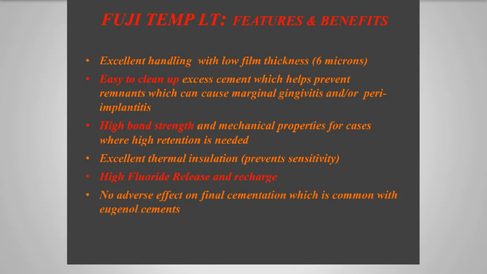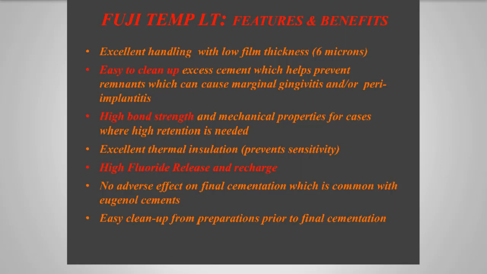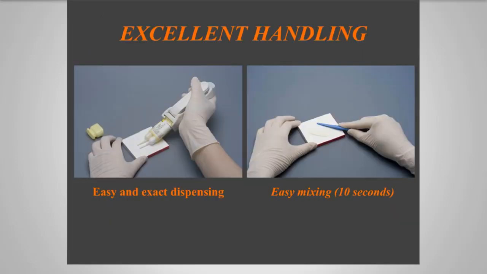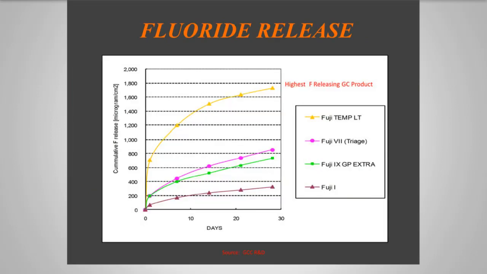So the material comes in a paste-paste system. Equal amounts of A and B, easy mixing, load the provisional. Now this graph is an interesting one to look at for just 1 second, because if I highlight my cursor here and show you the highest releasing amount of fluoride in Fujitemp LT, higher than any of the other Fuji products.